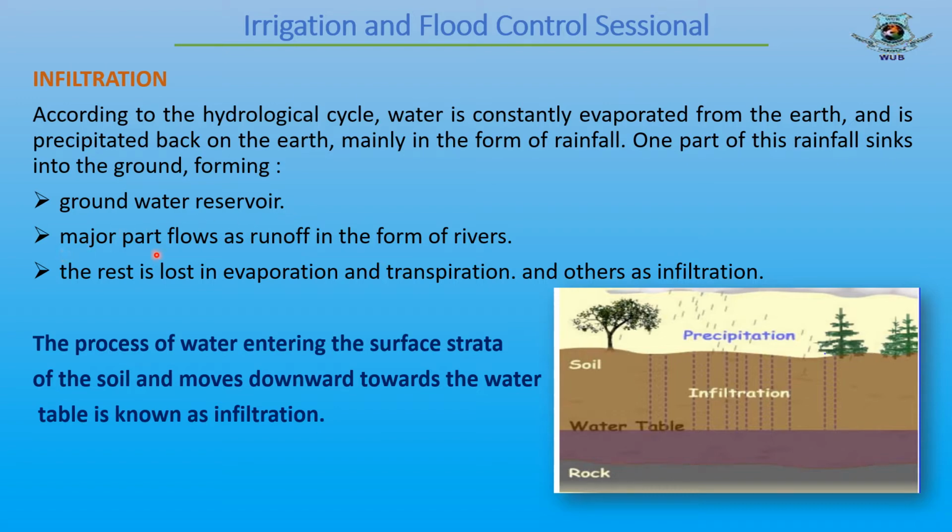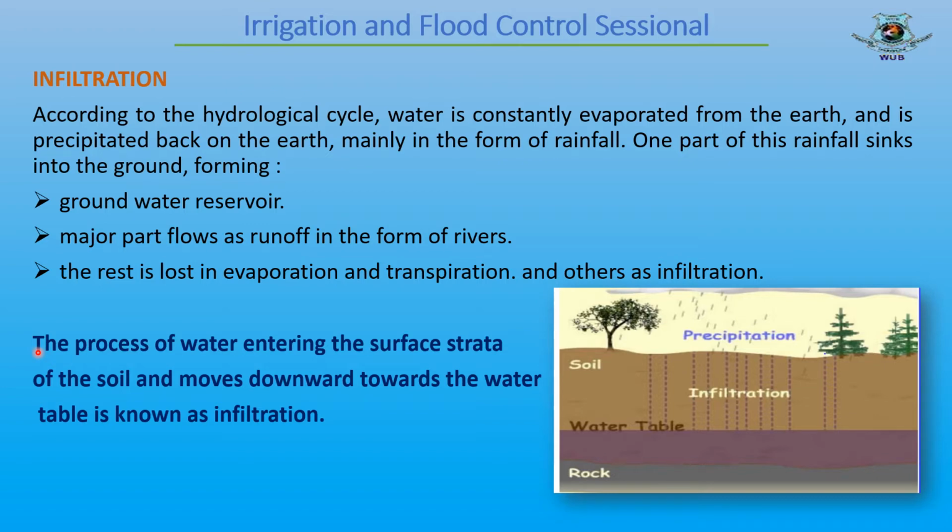The major part flows as runoff in the form of rivers, which finally reaches the ocean, and the rest is lost in evaporation, which occurs by heat from the sun, and transpiration, that means evaporation from plant foliage, and the others as infiltration, which is generally added to the groundwater table.